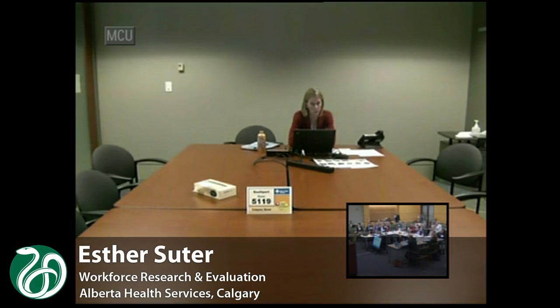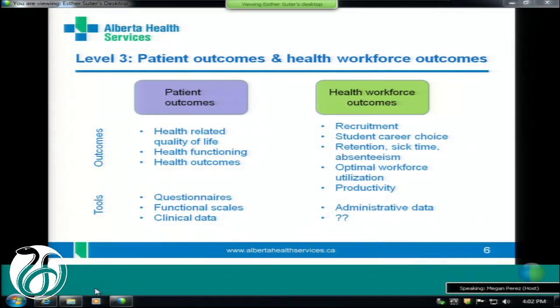Now, the third level of outcomes, I refer to the patient outcomes and the health workforce outcomes. So for the patient outcomes, we have many opportunities to actually measure fairly solid outcomes. So there are health-related quality of life questionnaires that can be used. There are a lot of different ways to measure health functioning through functional scales. We can measure health outcomes. There are self-reported health outcomes scales as well, those PROMs, patient-reported outcome measures that are quite popular. So I think for this particular set of outcomes, the measurement is not so much the issue.